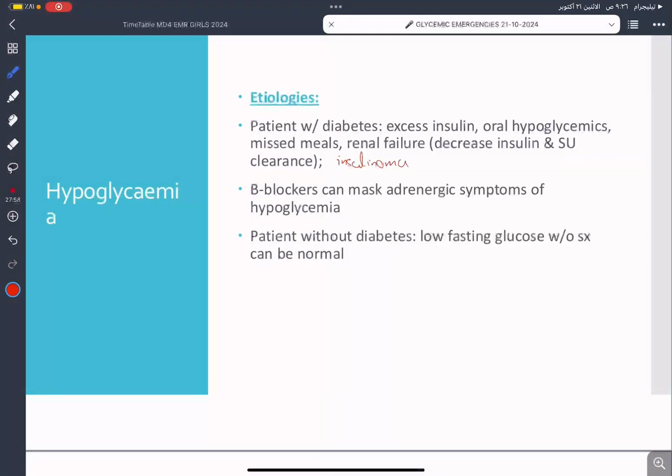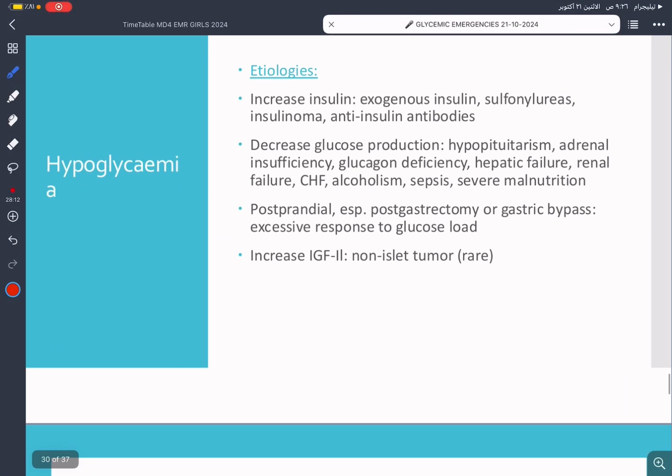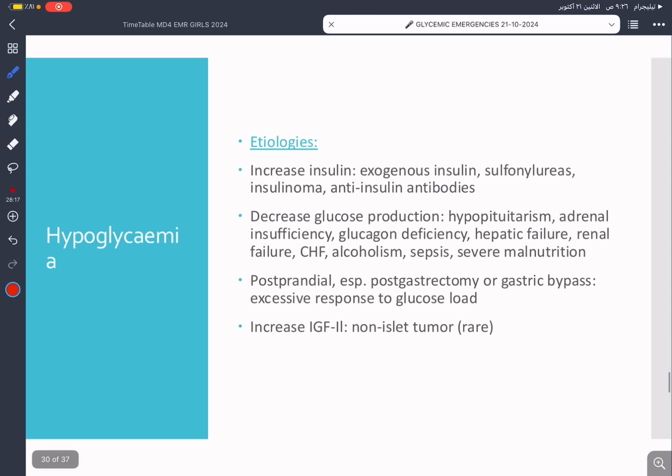What endocrine diseases cause hypoglycemia? Addison's disease, or adrenal insufficiency, either primary or secondary. Also liver failure, and medications can cause hypoglycemia.